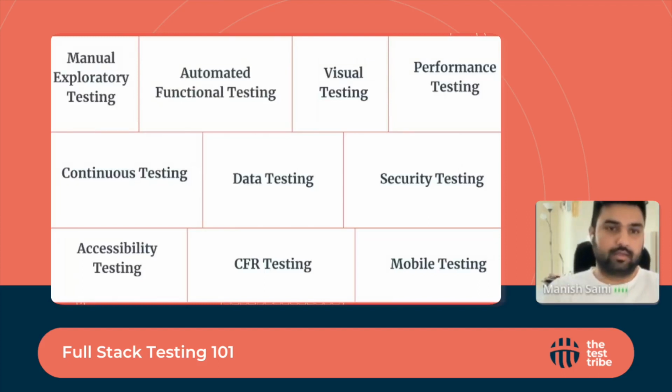I have crafted that into 10 major things. So these are the 10 major full stack testing skills. First is manual exploratory testing. Second is automated functional testing. Then there's continuous testing, visual testing, data testing, performance testing, security testing, and CFR, accessibility, mobile testing.